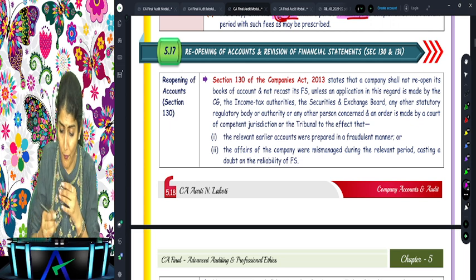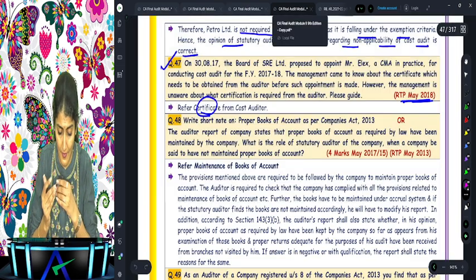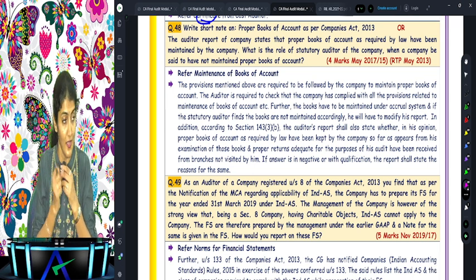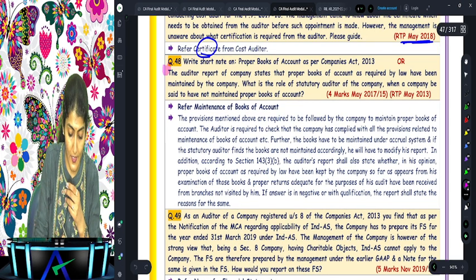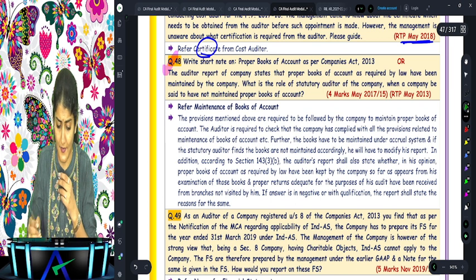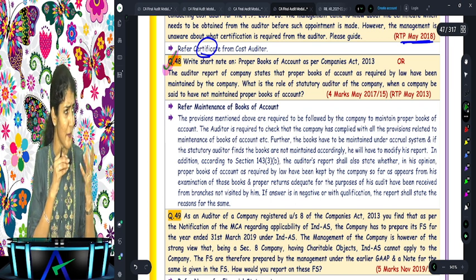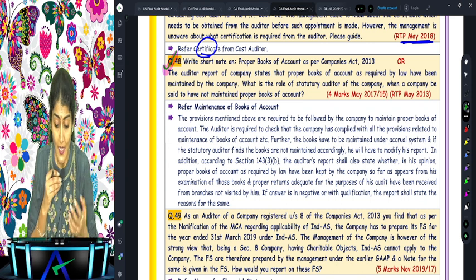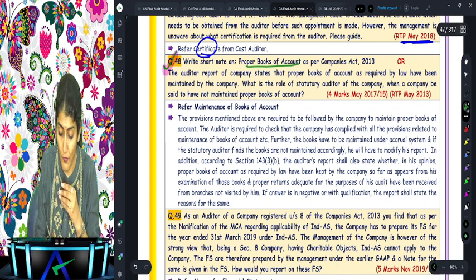Okay, but before I come to 130, 131, let us see what is happening in the question bank, because that we cannot forget, no? Okay, so coming to question number 48. We said 63 questions were there, na? Some 60 plus questions were there, but pretty decent. We've reached up to 48. Write short note on proper books of account.